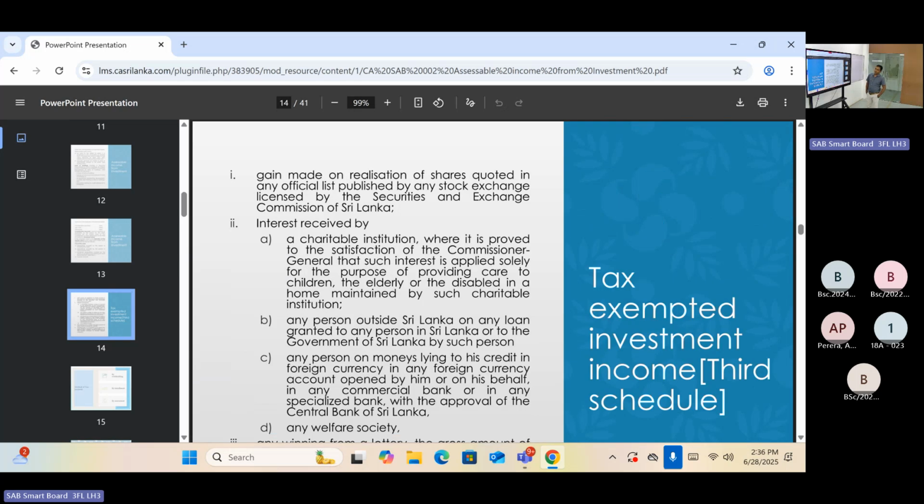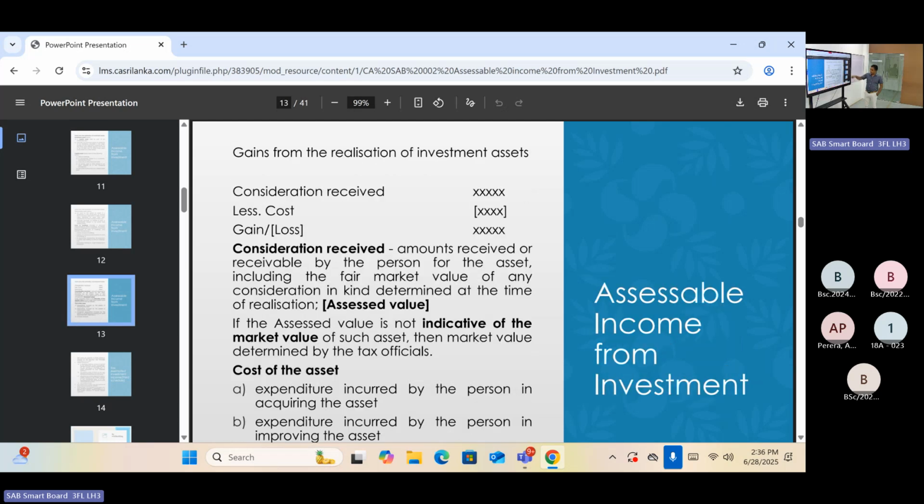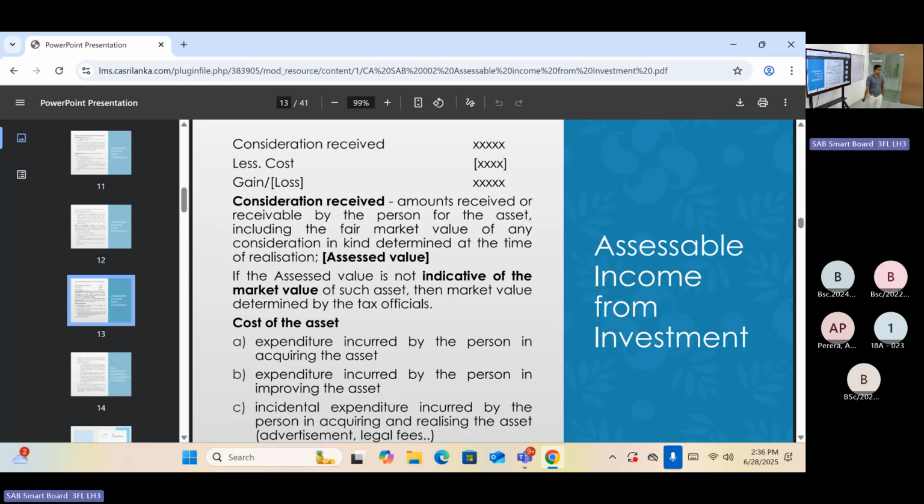Right. What are tax exempted investment income? I need to make a note here. If you have that note, or you can make a note there. Under the cost of asset, any investment asset acquired prior to 30th September 2017.